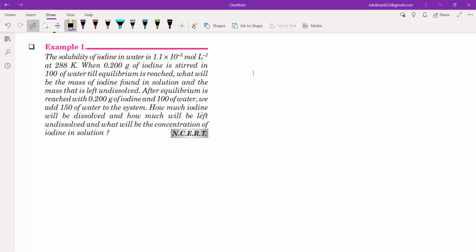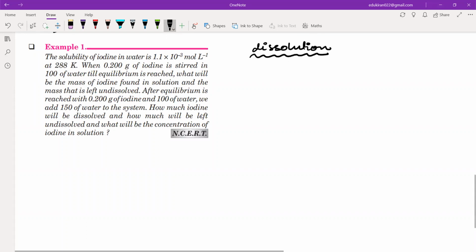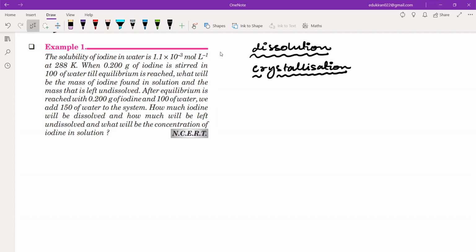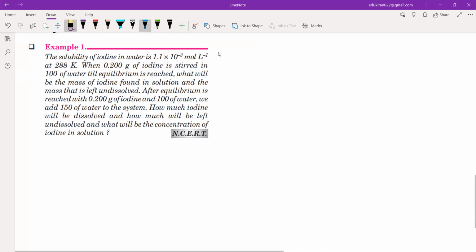Okay, I want to introduce you to a word that you already know, that is dissolution. You know what is dissolution? The process of dissolving a solute into something. Yeah, correct. And there is one word which is crystallization. Do you know what is crystallization? Crystallization will be the process of forming of crystals, right? Solid. Correct? Okay, fine. Now, dissolution and crystallization. Keep this in your head. Dissolution and crystallization.